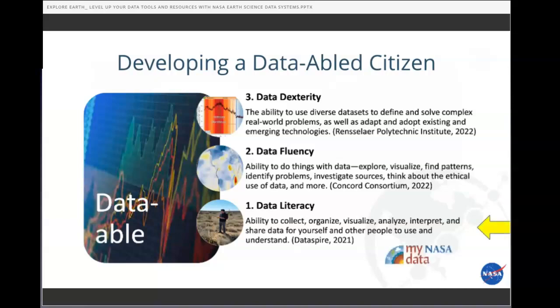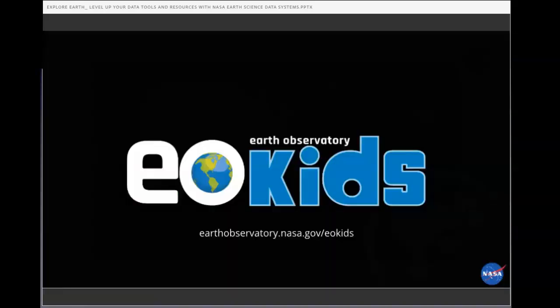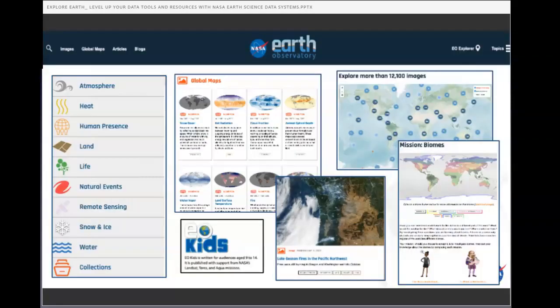And EO Kids. So we're going to transition over to EO Kids. But I would be remiss if I did not mention to you NASA Earth Observatory. So I've taken some screenshots of NASA Earth Observatory resources.